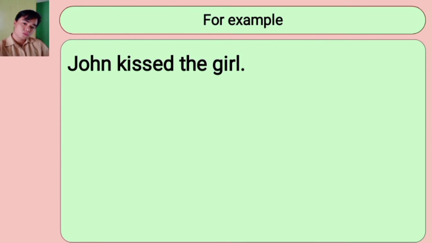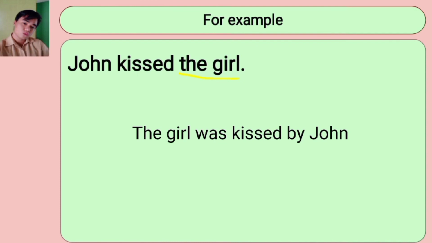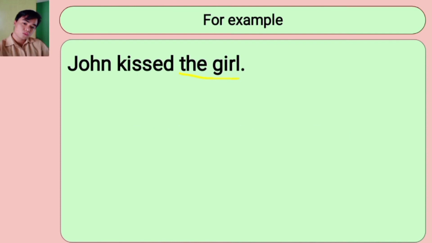But notice what happened when we tried to test whether "the girl" is a constituent or not. We get, "the girl was kissed by Jan," and that is a perfect sentence. So we know that "the girl" forms a constituent. It functions as one unit, therefore it can move as one unit.